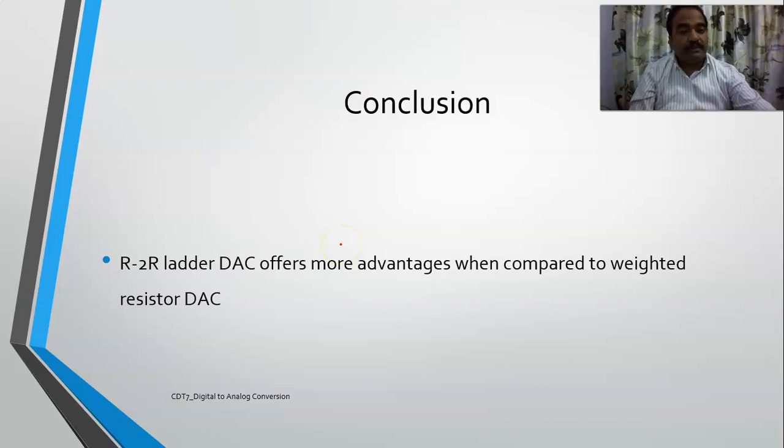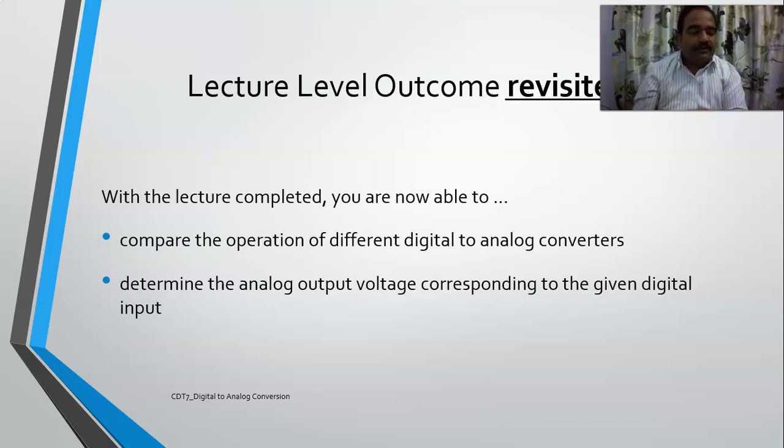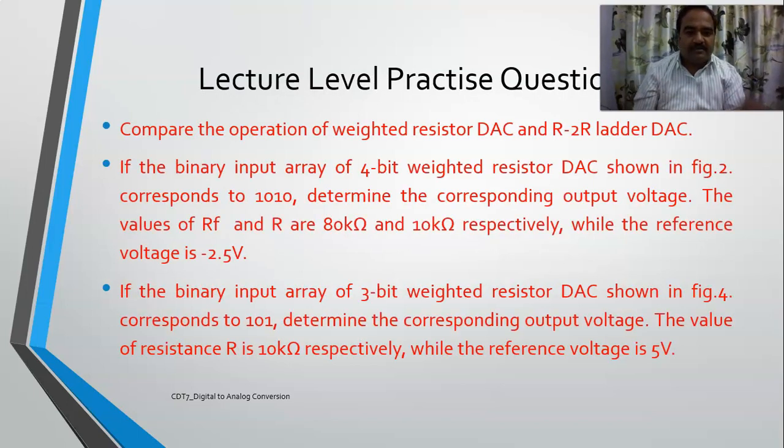The conclusion is that when compared to the previous type of DAC, an R2R ladder structure gives us more advantages as it includes only two different types of resistors. So I hope that now you are able to compare the operation of weighted resistor and R2R ladder type DACs, and that you will be able to determine the analog output voltage corresponding to the given digital inputs. And these are the practice problems.